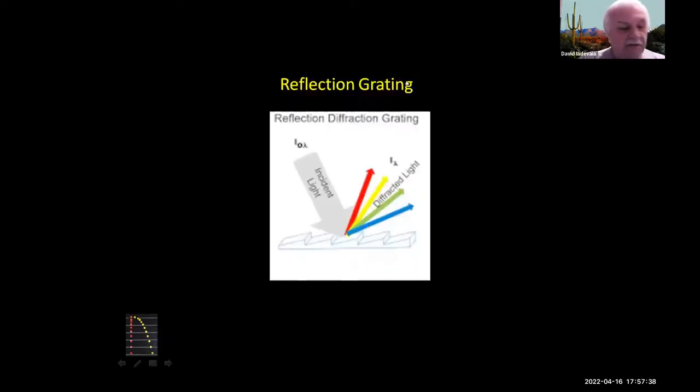In this particular device, a reflection grating is used. So the incident light will come in, and the grating is made up of a series of literally scratches on some sort of substrate. And the incident light will be diffracted according to the scratches and how the mechanics of those scratches are actually built.